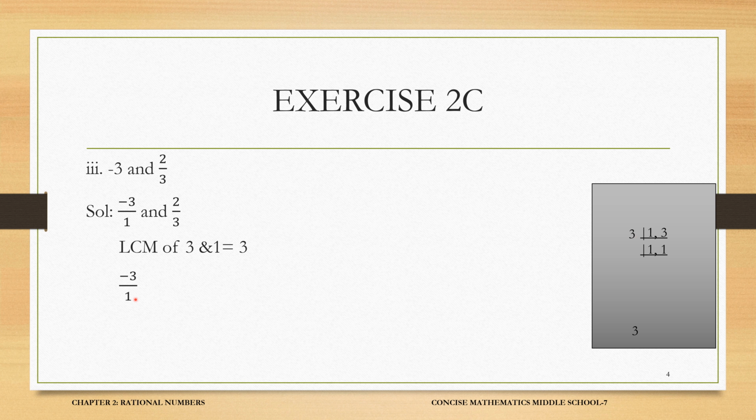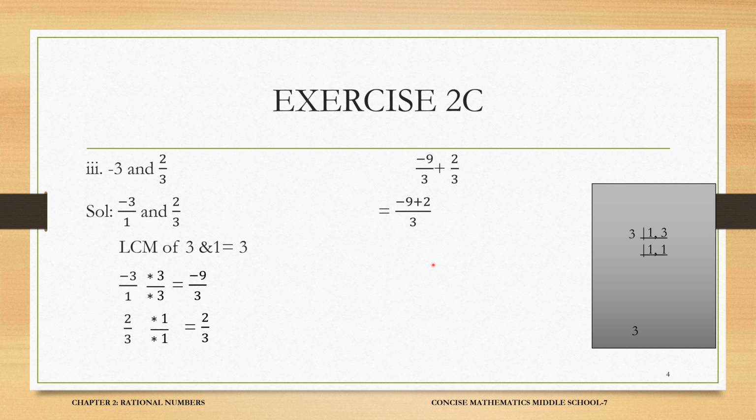Just take the first rational number and just multiply it with 3, because the denominator you have to change this. 1 into 3. 1 threes are 3, minus into plus is minus, 3 threes are 9, minus 9 by 3. Now just take the second rational number, that is 2 by 3, and to make this 3 into 3, it's the same, right? So don't need to change anything. So just multiply it with 1, that's enough. So it will be the same 2 by 3. See, the denominators are equal now. Now you can just add it directly.